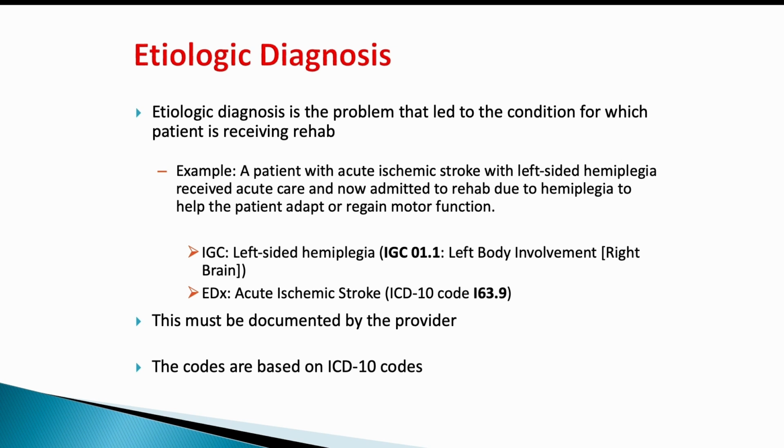Etiologic diagnosis. Etiologic diagnosis is the problem that led to the condition for which the patient is receiving rehab. Example: a patient with acute ischemic stroke with left-sided hemiplegia received acute care and is now admitted to rehab due to hemiplegia to help the patient adapt or regain motor function. IGC, left-sided hemiplegia, IGC 1.1, left body involvement, right brain. EDX, acute ischemic stroke, ICD-10 code I63.9. This must be documented by the provider. The codes are based on ICD-10 codes.